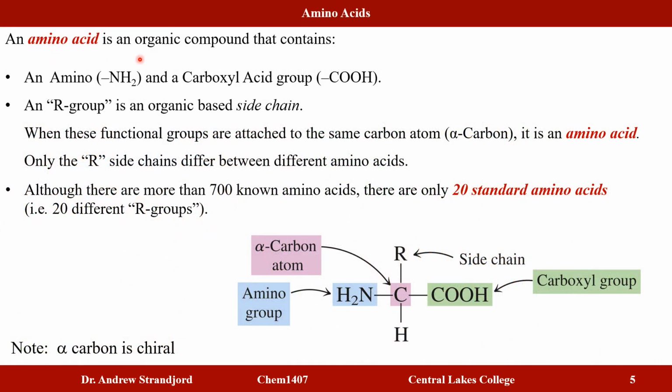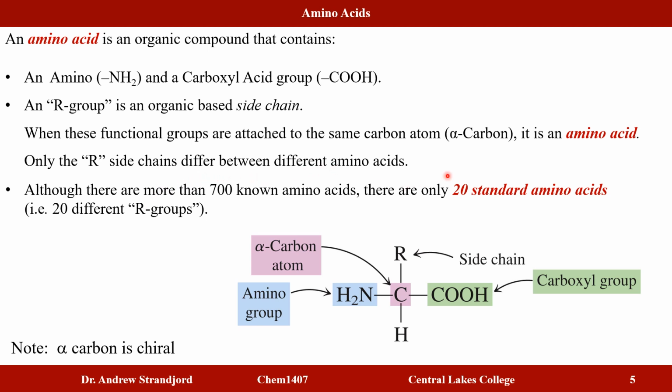An amino acid is an organic compound that contains an amino group, shown here in blue, a carboxylic acid group, shown here in green, and an R group, which is often known as a side chain, in which all of these functional groups are attached to the same carbon, which we're going to call the alpha carbon here. If all that is true, that is an amino acid. Even though there are many different amino acids, it's only the R group that determines the difference between different amino acids. There are over 700 known amino acids.